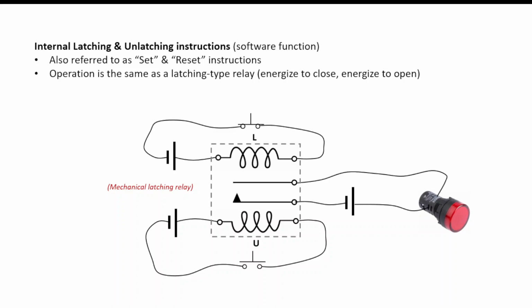When I press down this push button, current flows through, and it moves the contact closed, and that turns on the light. And when I release the push button, it remains in place because it's a mechanical latching relay. If I want to turn the light off, I then have to press down the unlatch push button, which energizes the unlatch coil, which then unlatches the coil or the relay contact, and the light goes off. So that is what our instructions of internal bits are going to do inside the PLC program.